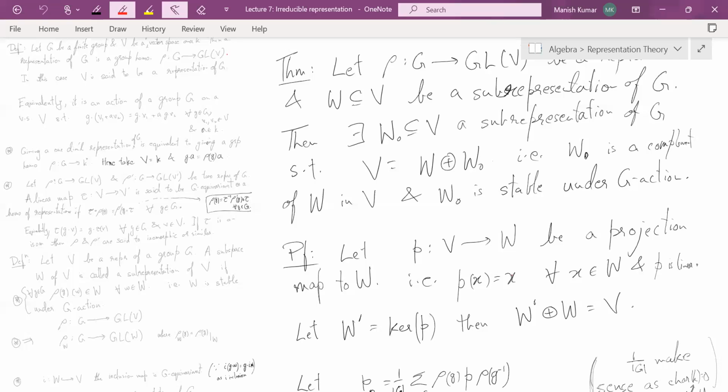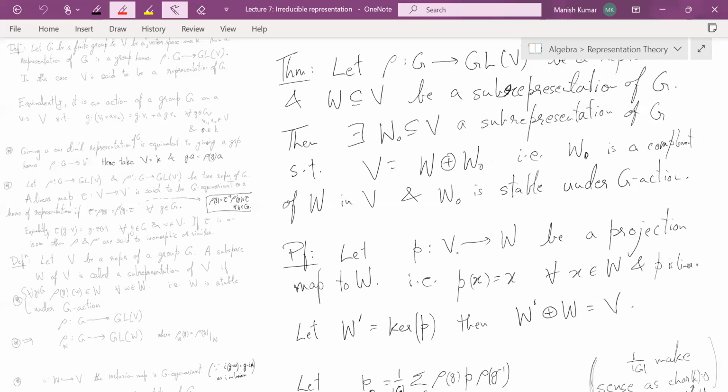Because you sort of have a splitting. We know this even for modules: when you have a splitting, you can write the middle term as the direct sum of the right-hand side and the left-hand side. In modules, having a splitting is non-trivial, but in vector spaces you can always find a splitting. So V, you can write it as W prime plus W.